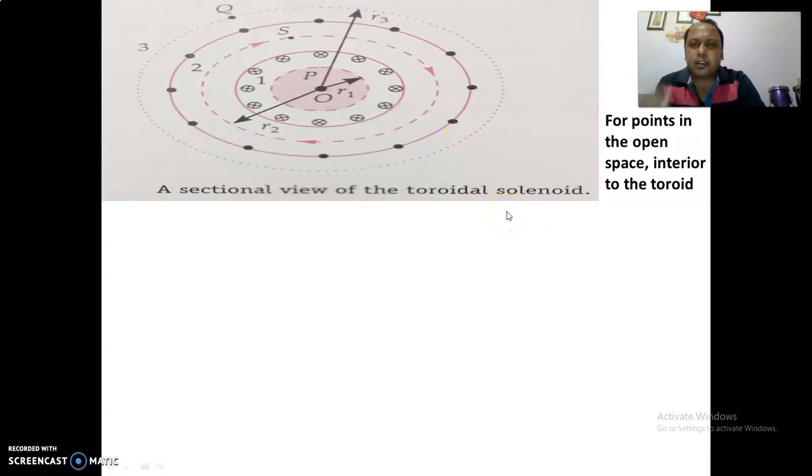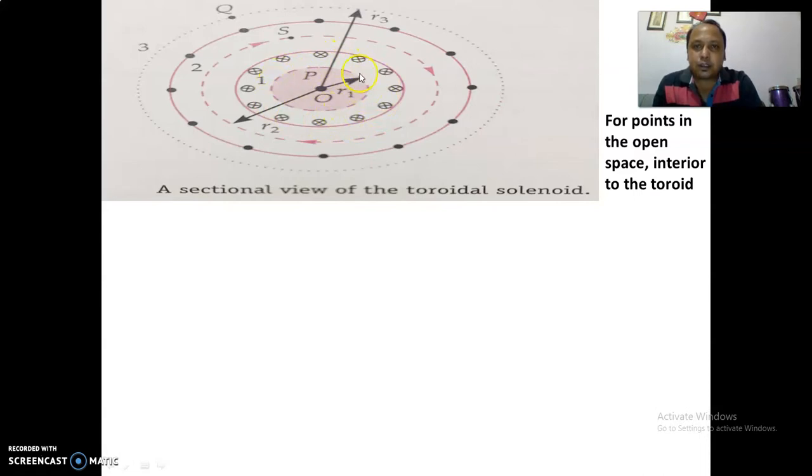Here you see we have three different positions where we are going to find the value of the magnetic field. One is the interior of the solenoid, one is inside the toroid, and the last one is at the exterior of the toroid. Naturally, because we are going to use the Ampere Circuital Law, the Amperian loops will be in the form of circles.